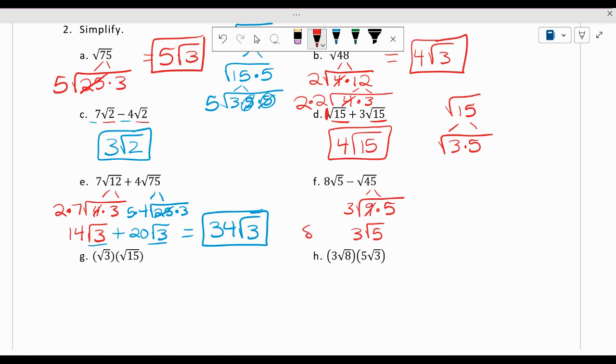Bring down the first term as well as the subtraction sign. Now that they have the same radical 5, I could combine the coefficients. So the answer is 5 radical 5.